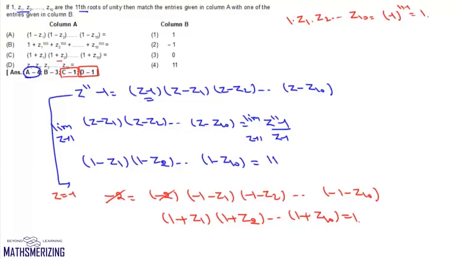Now what about option B? We know that the sum of any powers of all the roots is 0 if the power is not a multiple of n, and it'll be n if the power is a multiple of n. Now 11 doesn't divide 100, so it simply means that 1^100 + z1^100 + ... + z10^100 will be nothing but 0. So this B matches with 3.